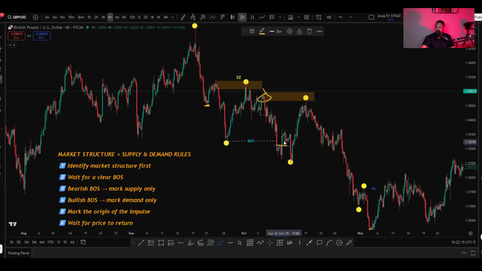They took out this liquidity, this liquidity, this liquidity here, and then here. They collect all of this liquidity because there were sellers selling here, here, here, and here. Each time they sell, they put their stop loss above the swing high, which is an internal structure, and this is where they get chopped up.